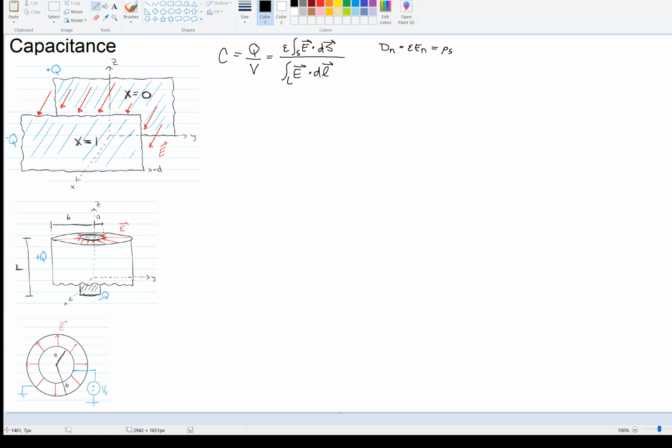Let me draw your attention to this rectangular parallel plate capacitor over here. Each plate has a charge of magnitude Q, so we're assuming Q here. The electric field we've calculated many times now inside those plates is rho s, the surface charge density on one plate, divided by epsilon, in the x direction. So why is it in the x direction?